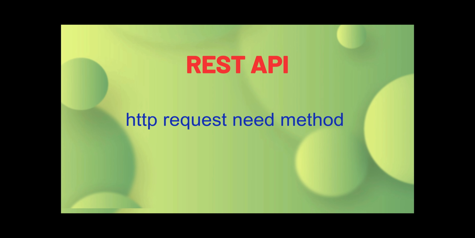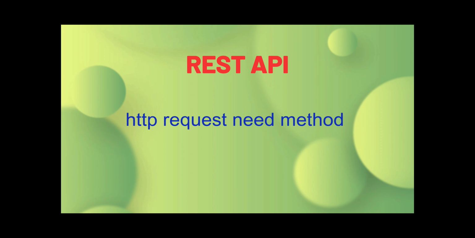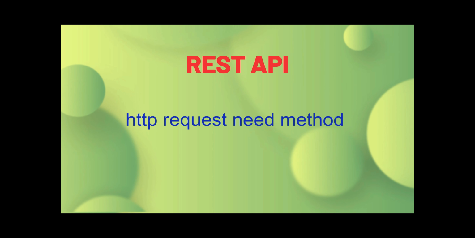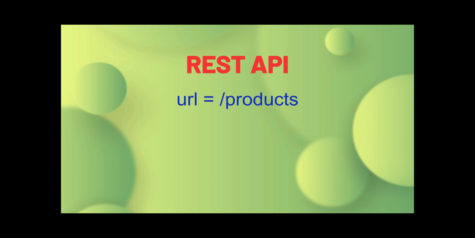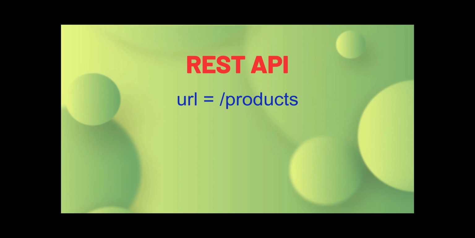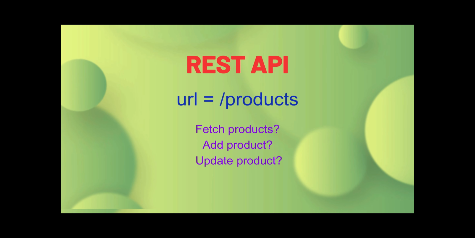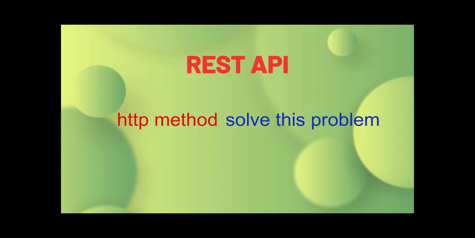HTTP needs methods because the server must understand what the client wants to do with the resource. Without a method, every request would look the same. Think of a URL /products. Now the server needs to know: fetch products, add product, update product, or delete product? HTTP methods solve this problem.